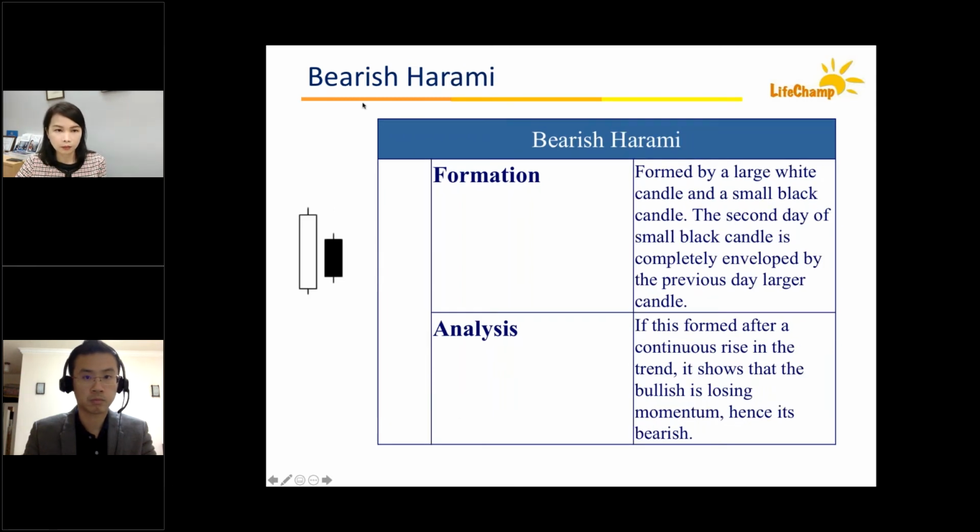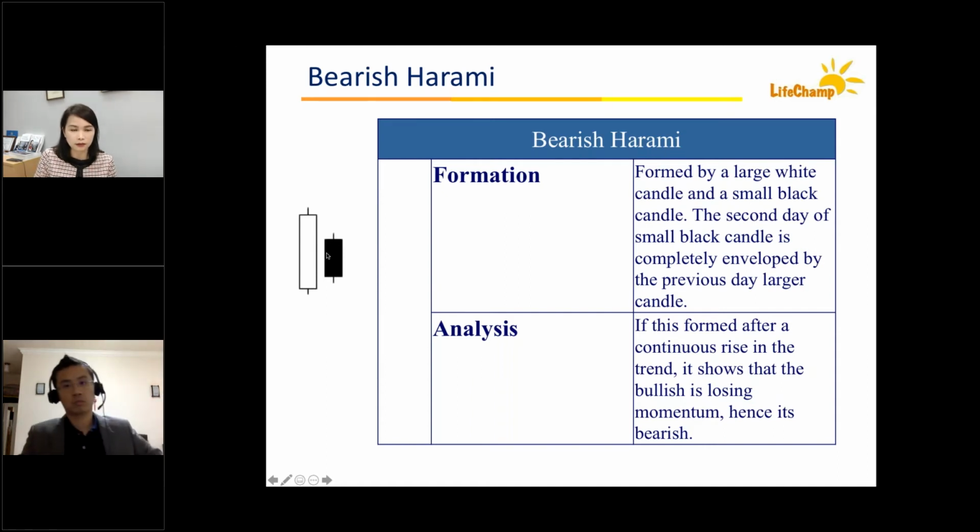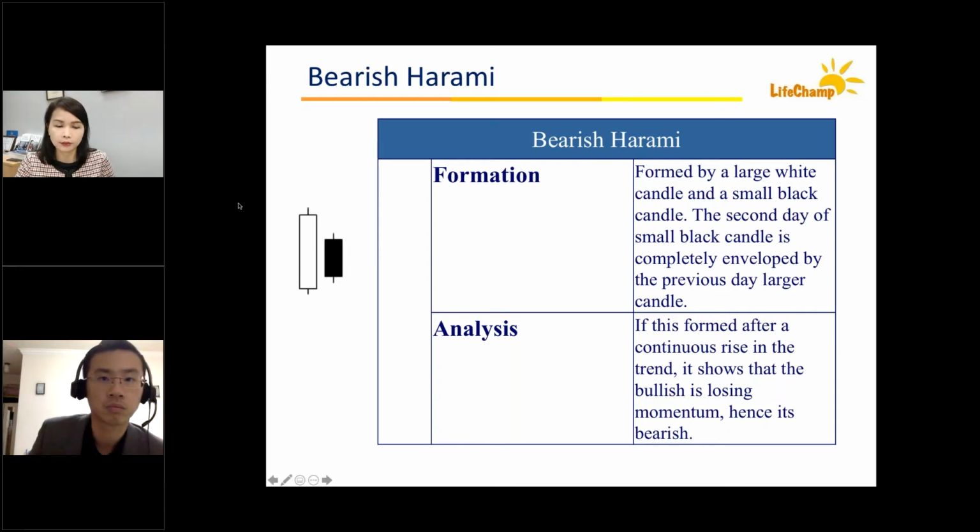And then this is a bearish Harami. Bearish Harami is a pregnant lady. But this pregnant lady is bearish because you have a black color candlestick in the next day. And this black candle is actually within the length of the white candle. You see, the length of the white candle contains it. So it's like the tummy of the pregnant lady. So it's a bearish Harami.